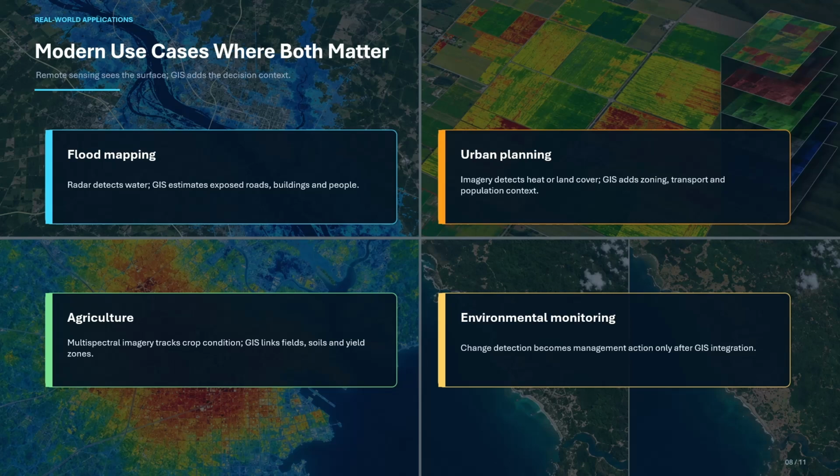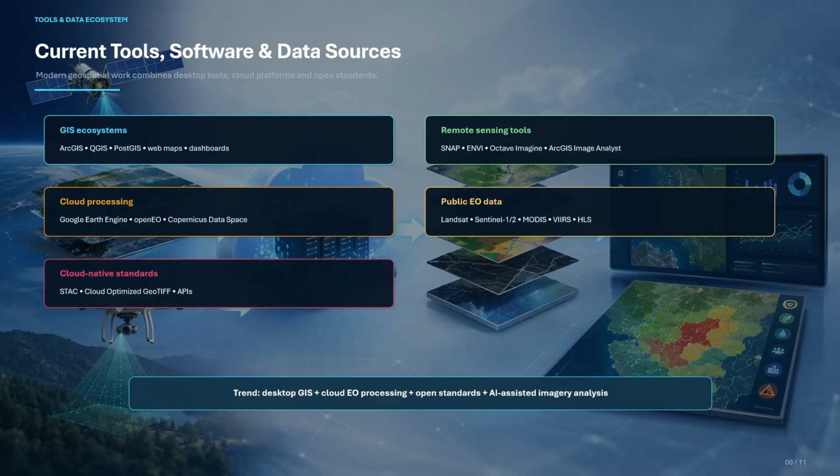In agriculture, multispectral imagery can show crop health, but GIS links that information to field boundaries, soil data, irrigation systems, and yield zones. In urban planning, remote sensing can detect heat islands or land cover change, while GIS adds zoning, transport networks, and population information. In environmental monitoring, satellite change detection becomes useful only when GIS connects it with management zones, protected areas, and policy actions. The software ecosystem is nowadays also changing.